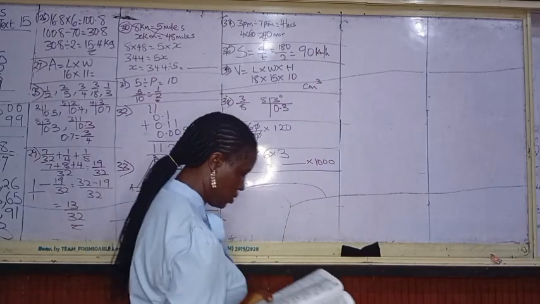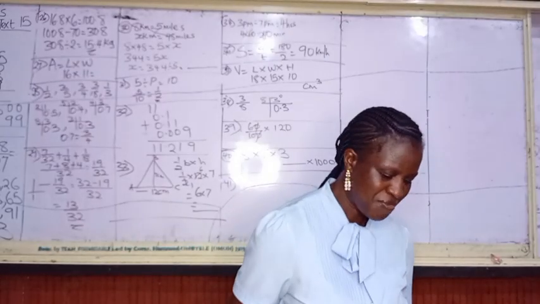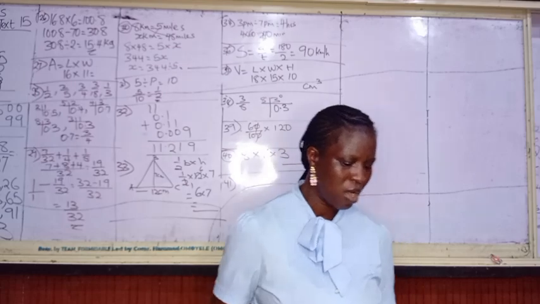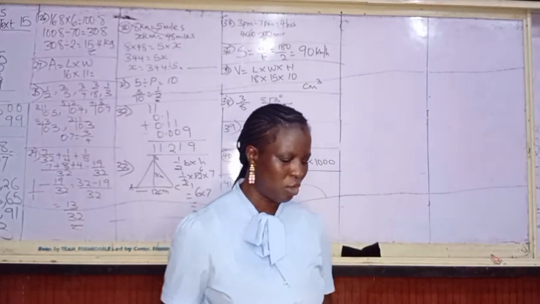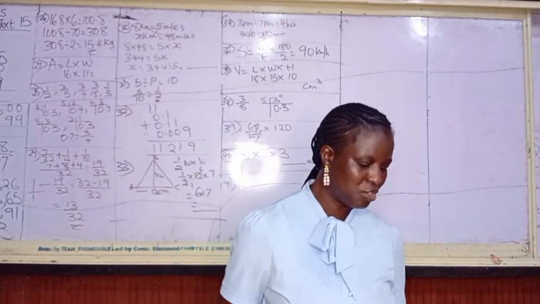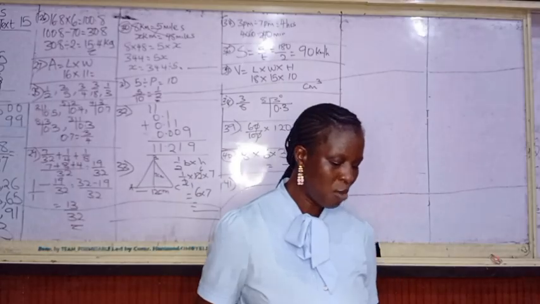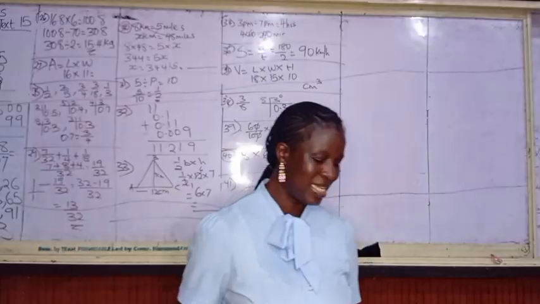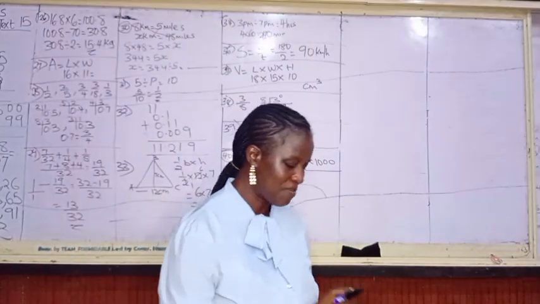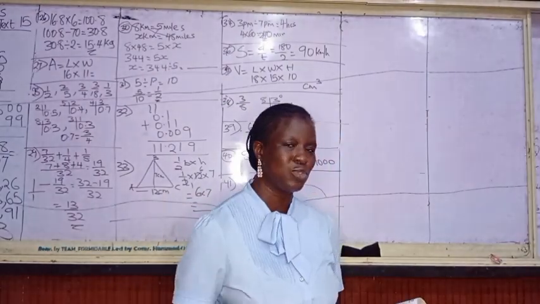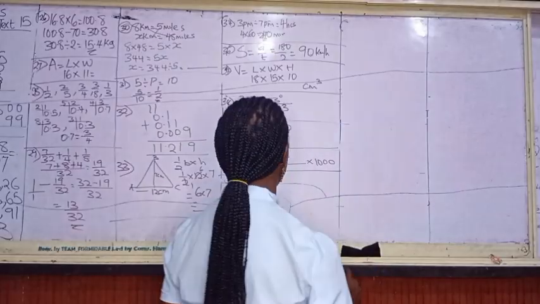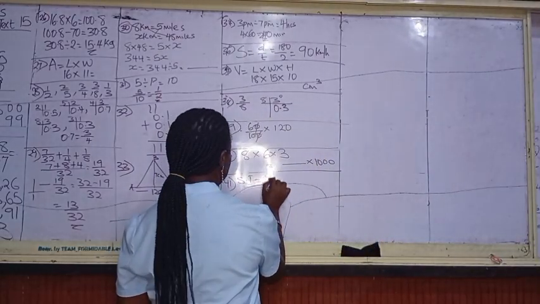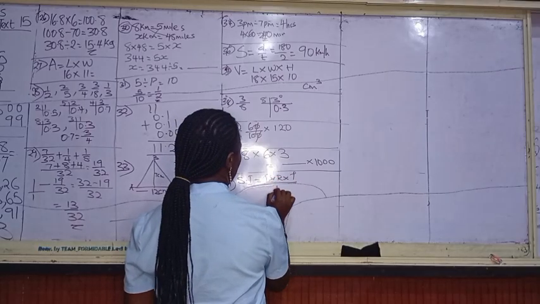Number 41 question. A farmer was given a loan of 1,600 naira for poultry work from a bank at the rate of 2.5% interest per annum. How much will he pay back to the bank at the end of 5 years? After we have gotten the interest, we are adding it to the principal to get how much he will pay the bank. What is our formula for simple interest? That is principal times rate times time over 100.